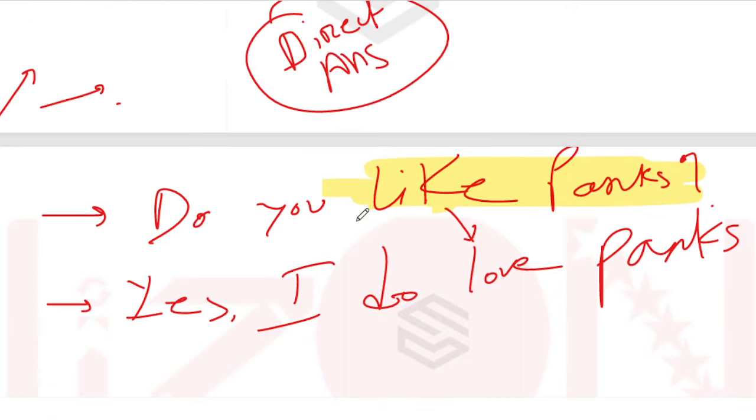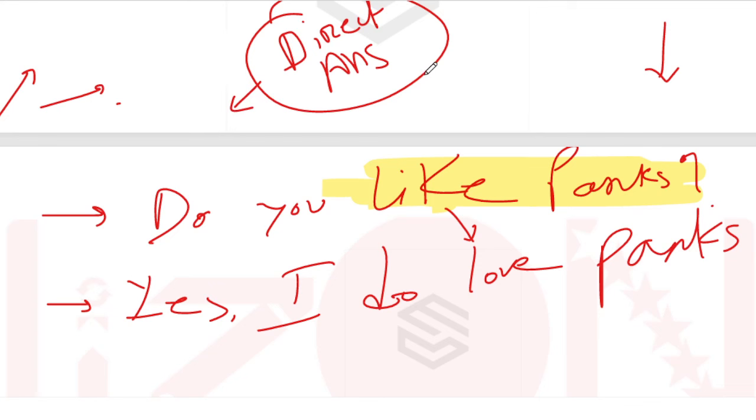Always start with the direct answer. It's very important, because if they want to know something else, they will ask you. They have asked you, do you like it? If yes, you say yes. If no, then you say no. So the direct answer should be the starting point. It is very important. If you don't answer directly, then you might lose some marks out there.